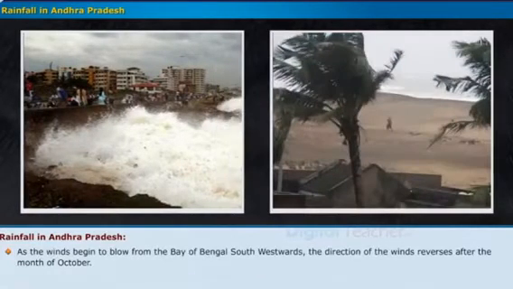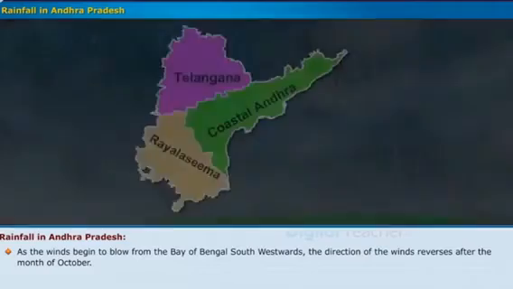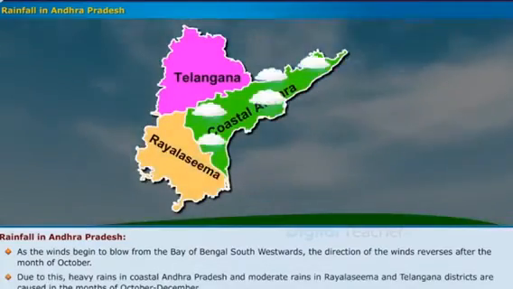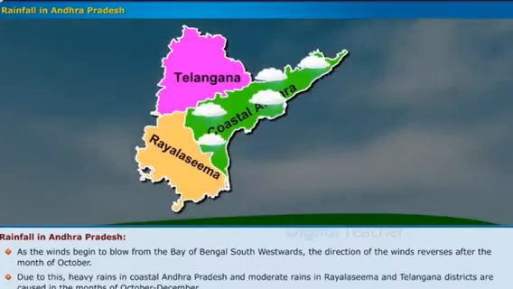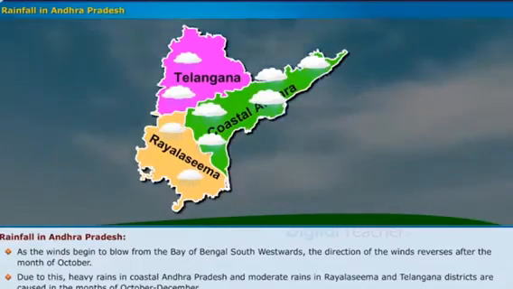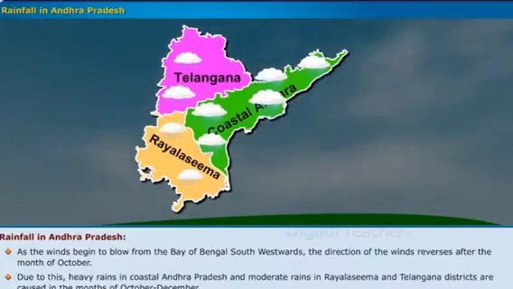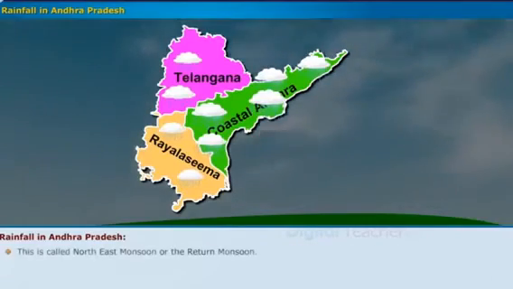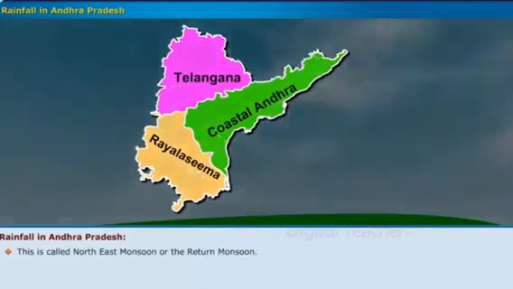As the winds begin to blow from the Bay of Bengal southwestwards, the direction of winds reverses after the month of October. Due to this, heavy rains in coastal Andhra Pradesh and moderate rains in Rayalaseema and Telangana districts are caused in the months of October to December. This is called the northeast monsoon or the return monsoon.